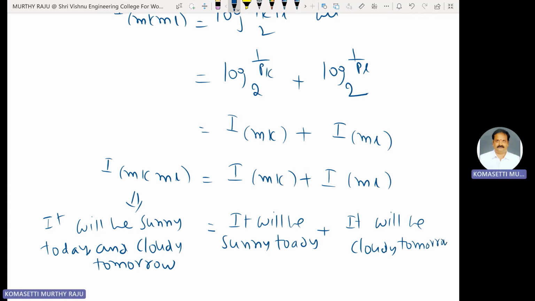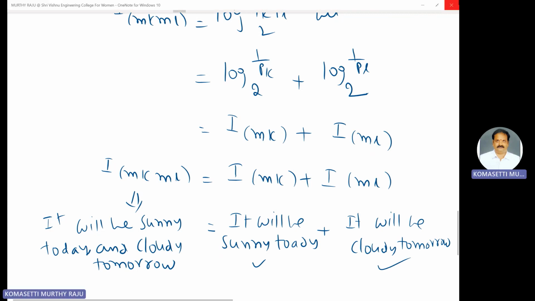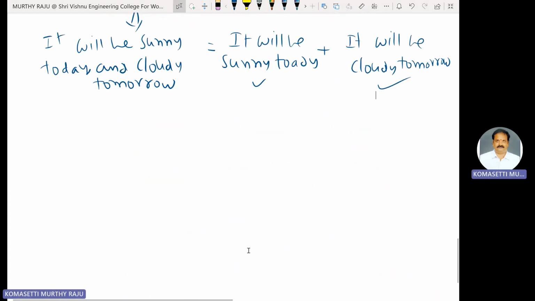These two messages are independent of each other because weather today does not affect the weather tomorrow. That means these two messages are independent of each other. The proof is completed.